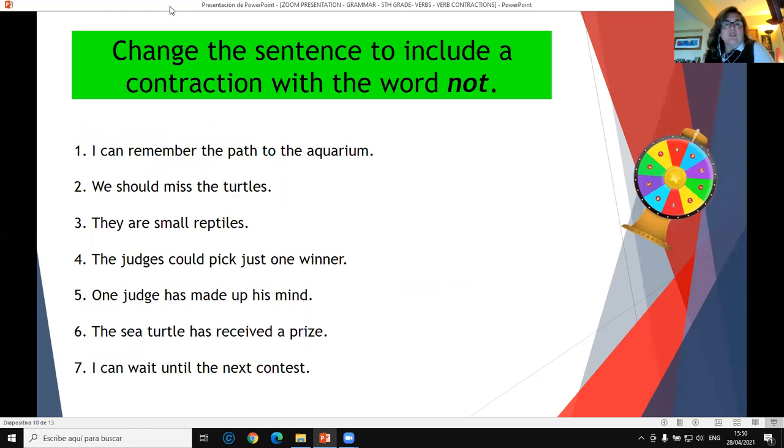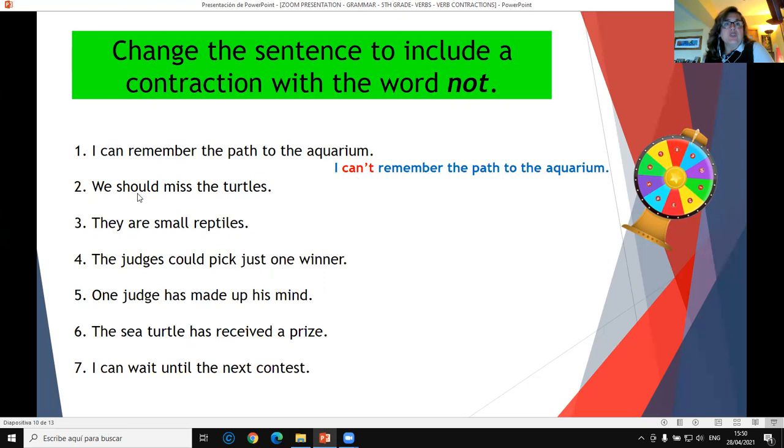Now, the instruction says, change the sentence to include a contraction with the word not. So we need to find out where we can form the contraction and write the sentence again. I can remember the path to the aquarium. We could add not after can and say, I can't remember the path to the aquarium, like this.